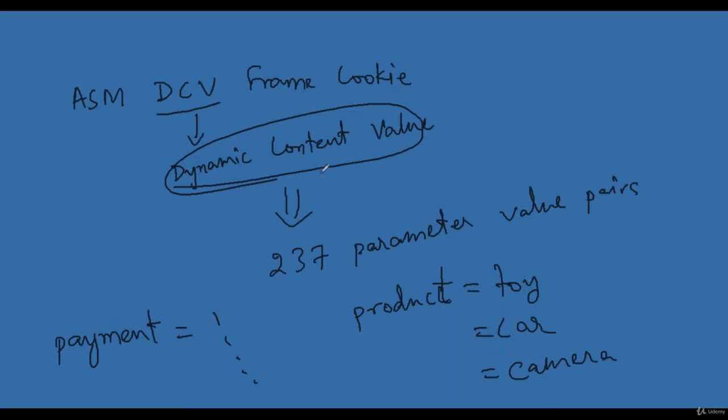When the values go beyond the maximum limit, the old extracted values are replaced with the new ones. When I talk about the DCV frame cookie structure, the DCV frame cookie has the below format.